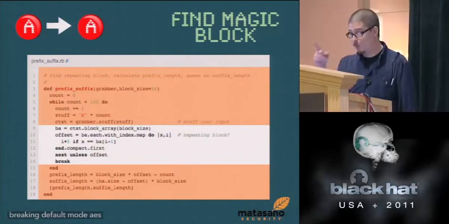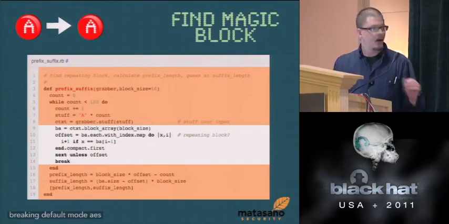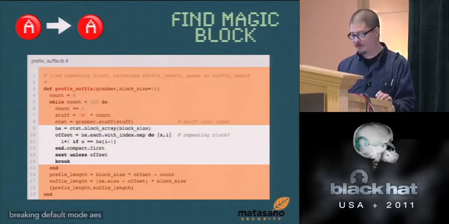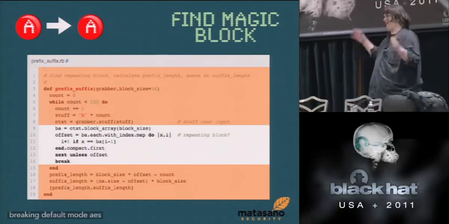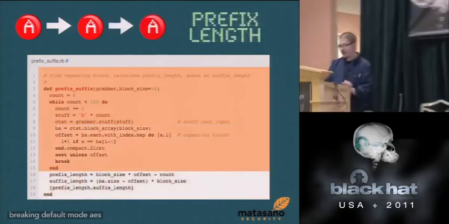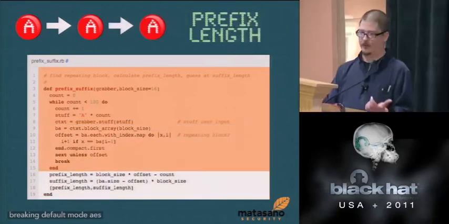So now we just pad the user input with A's, one request at a time, until we actually see that happen. Until we see the Rosetta Stone block. That's the block that repeats. It's the block that we know, because we're stuffing A's in there, is the encryption of 16 bytes of A's. And then through the magic of subtraction, we actually figure out what the prefix length is, right?